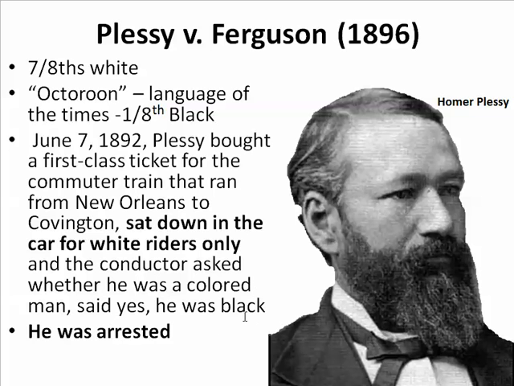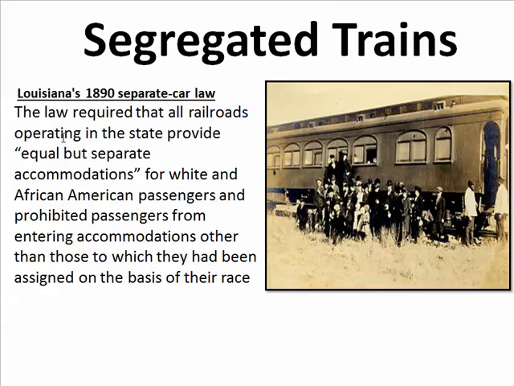He said yes, he was a black man, and he was sitting in the exclusively white section, so he was arrested by the train people. He was supported by a group in New Orleans, and they knew he was going to be on there, and they told him, so he could be arrested so they could change the law. But Homer Plessy is going to challenge this 1890 Louisiana separate car law.